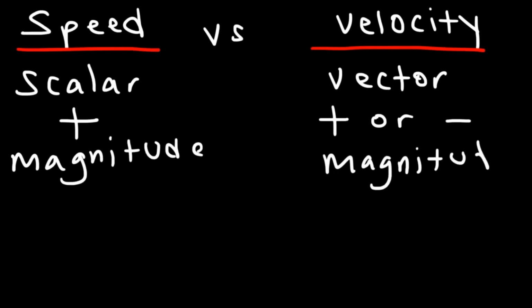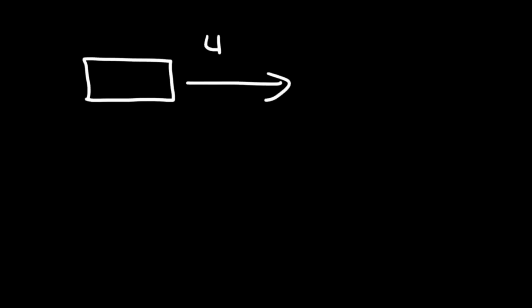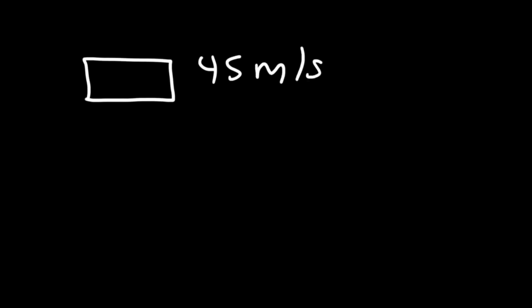So can you think of some examples that distinguish speed and velocity? Let's say a train, and I'm going to be using a box again, is moving at a speed of 45 meters per second. When you take away the arrow, so you don't have any direction, it's simply moving at a speed of 45 meters per second. In this case, this describes the speed of the train, because I'm telling you how fast it's moving but not where it's going.